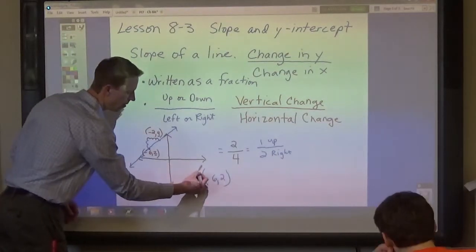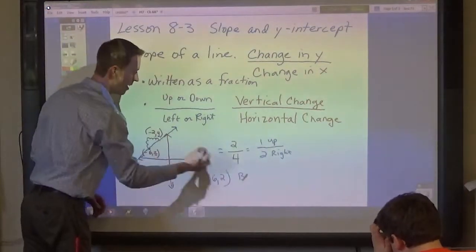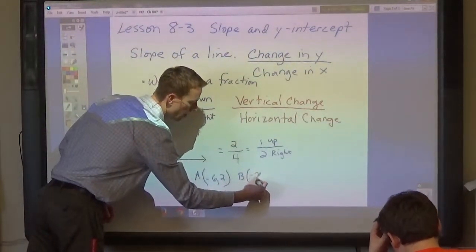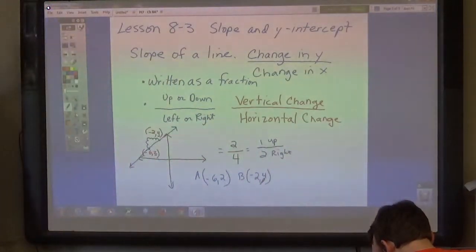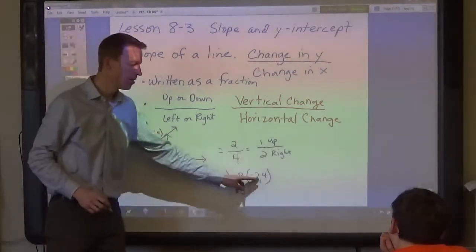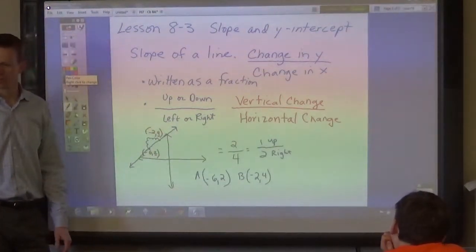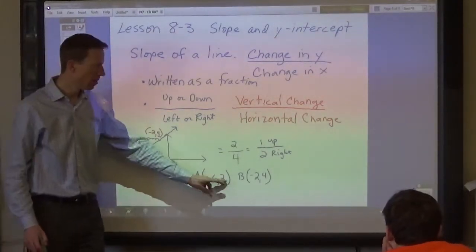That's point A. And B is -2, 4. Right? How can we subtract these to find the slope?